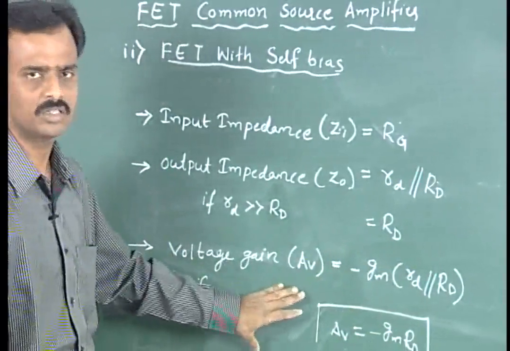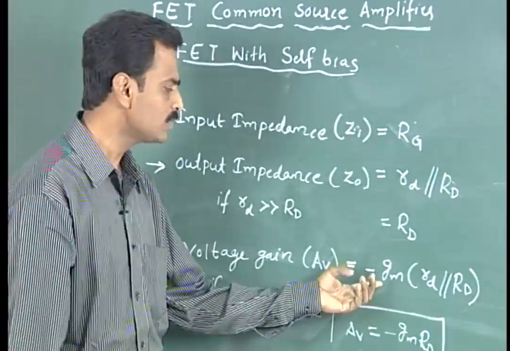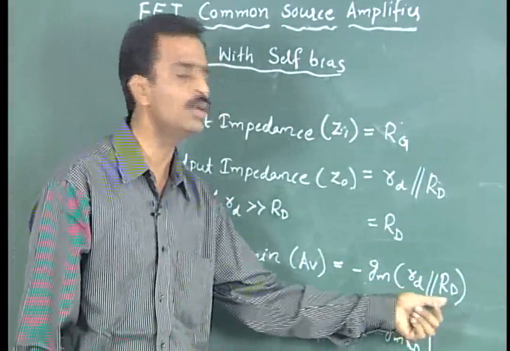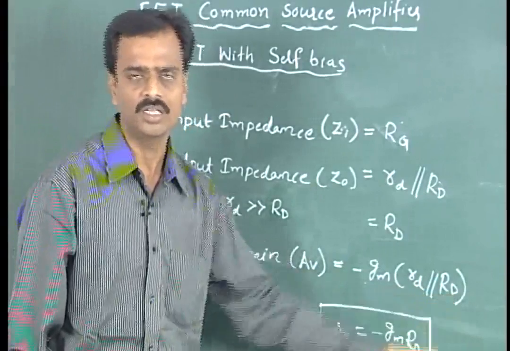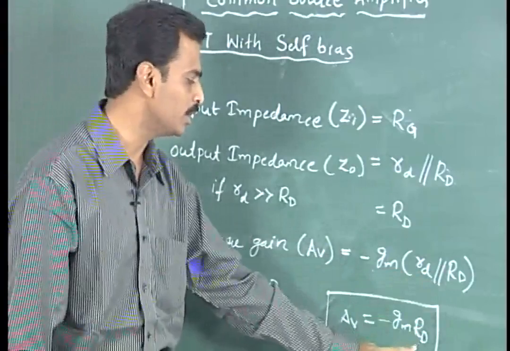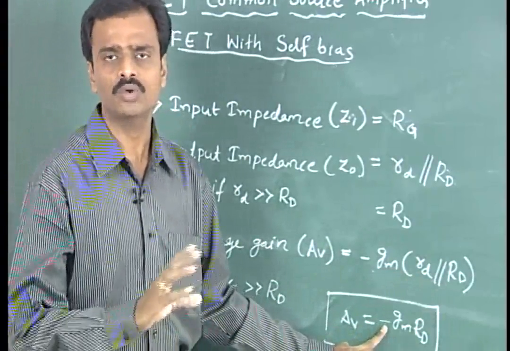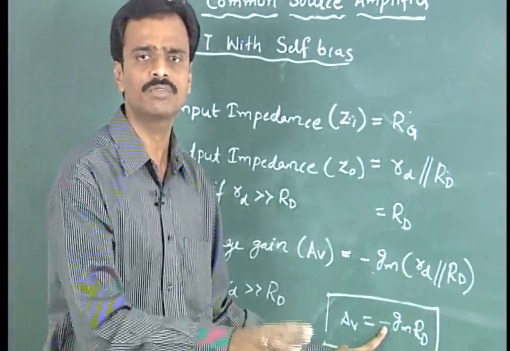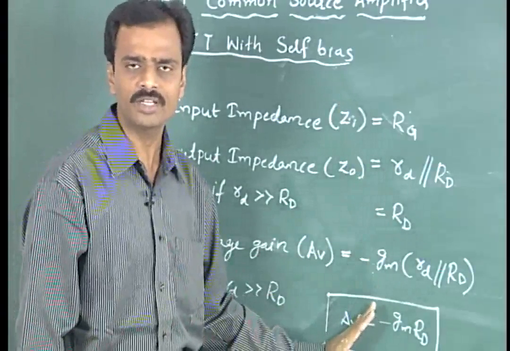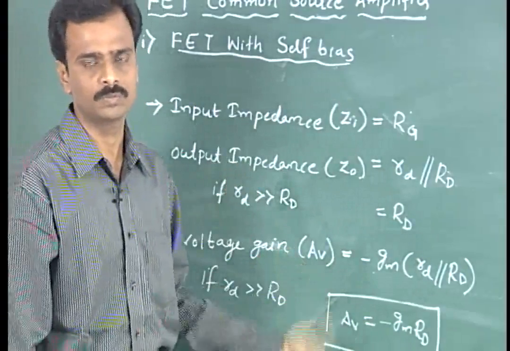Similarly, to calculate the voltage gain, the ratio of output voltage to input voltage, it is minus gm into rd parallel with RD. If rd is once again very much greater, it is only due to RD that we get the gain. This minus indicates there is a phase shift, so the input circuit is out of phase with the output circuit. Everything, the parameter values we have derived here, are the same as for the case of fixed bias also.